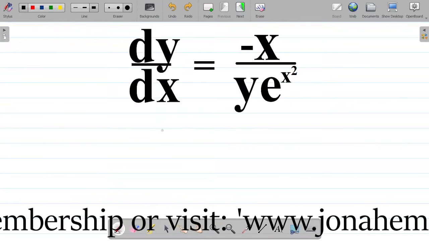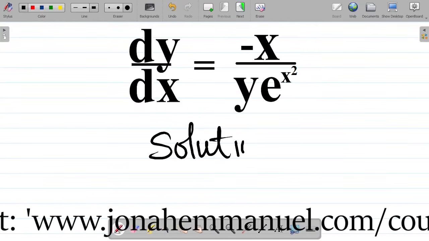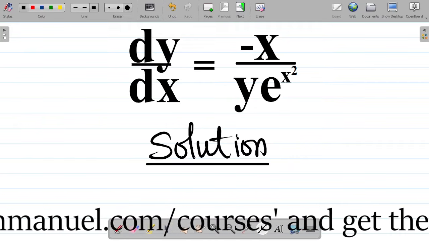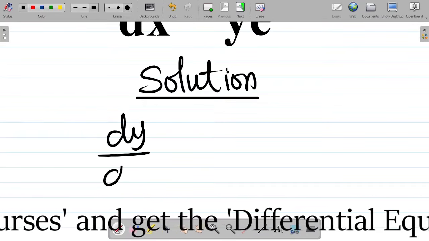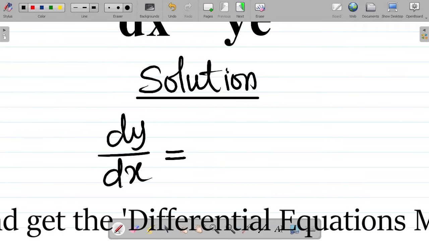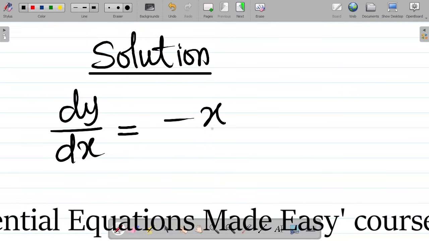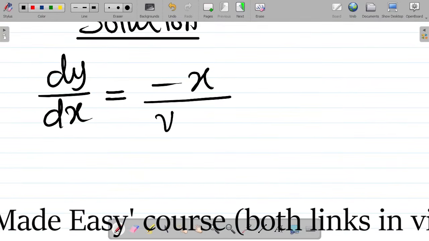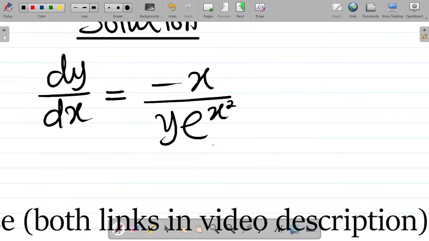Now, how do I solve this? I first want to write out the question and then I'll proceed to solve it. So, solution: for this question, I have dy/dx as being equal to minus x all over y exponential x squared.